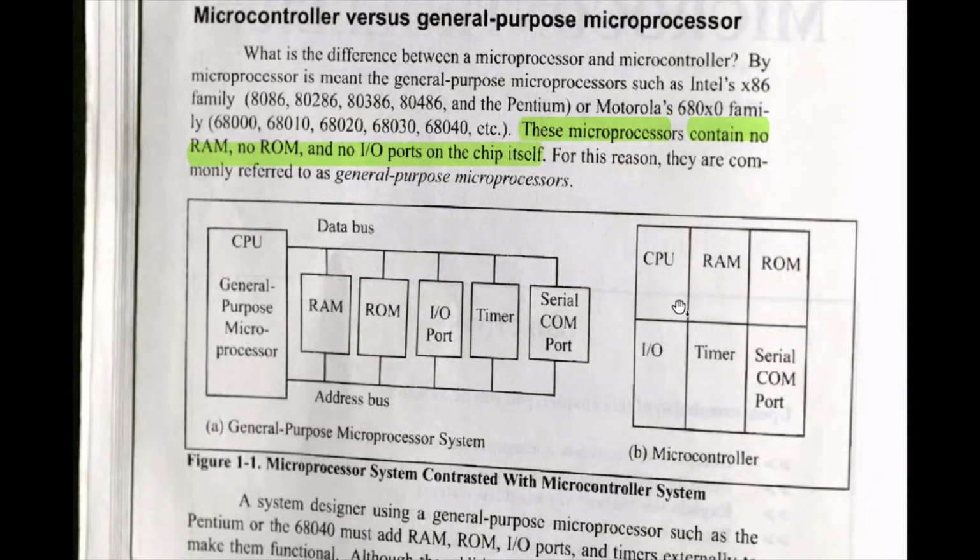But where RAM and ROM is not required, why use a microcontroller? Because these features will be redundant, since they are not required. So this is a general purpose microprocessor which can be used anywhere.